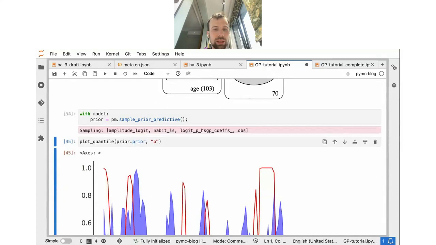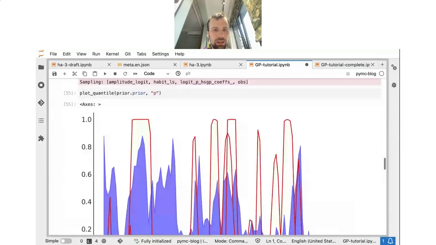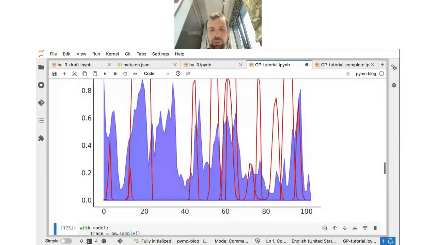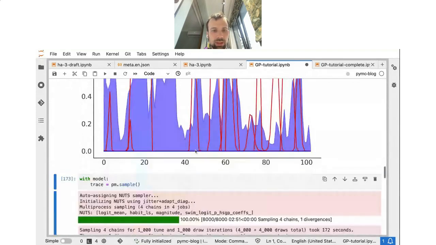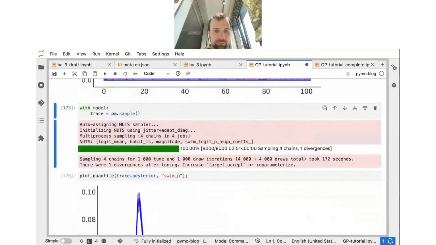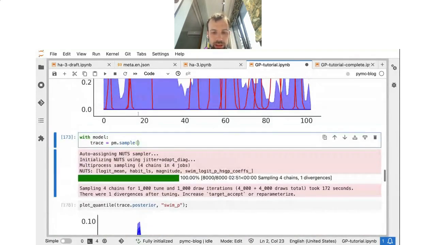Let's sample some prior predictive ones again. Look at our probability. Looks fine. And let's use yet another fancy sampler, nutpie.